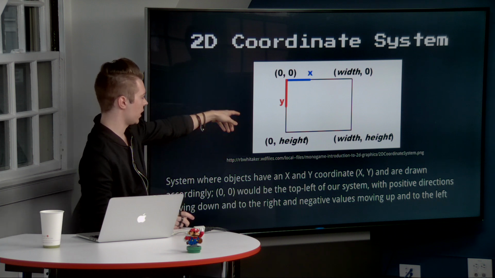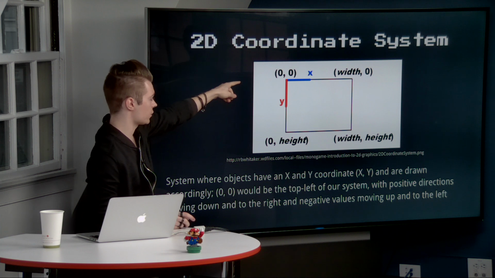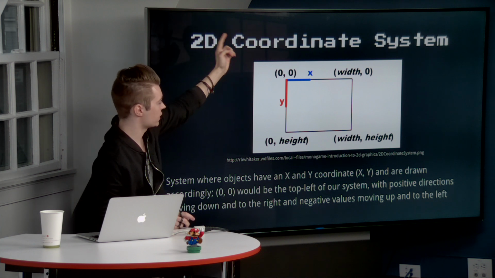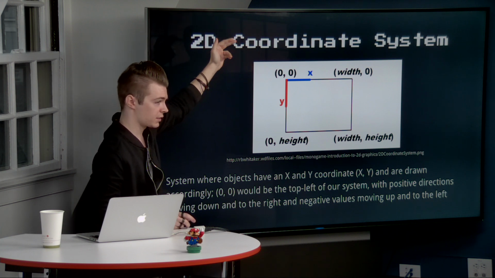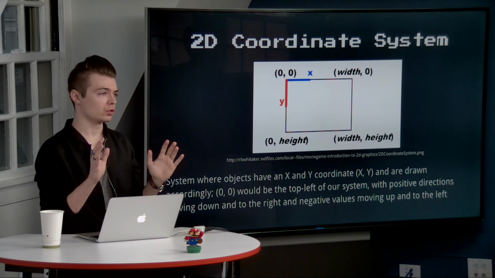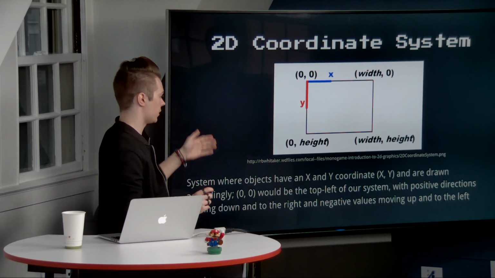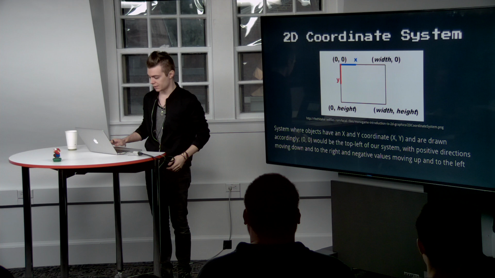I think Unity starts bottom left, but in LÖVE2D, it starts at the top left. So 0, 0 is the origin, top left. Anything that's positive on the x-axis is going to move to the right. Anything that's positive on the y-axis is going to move down, and vice versa. And so this is how we draw things to the screen. Everything in our game needs to have an x-y coordinate so that it can be drawn appropriately. And we'll see this very soon.